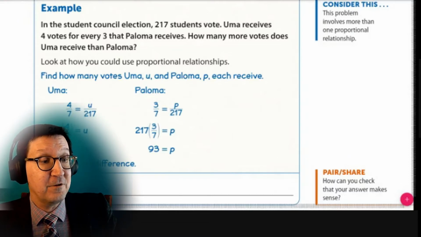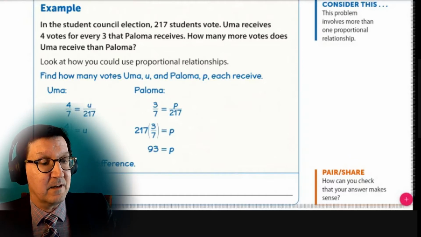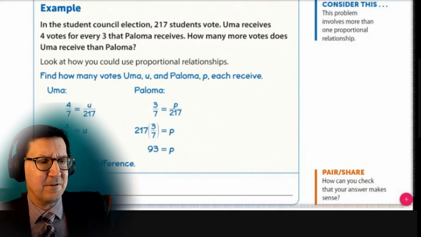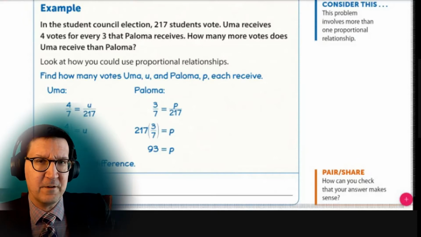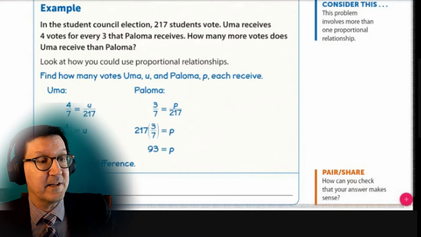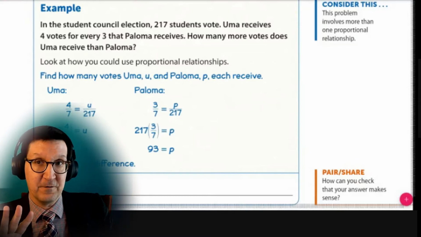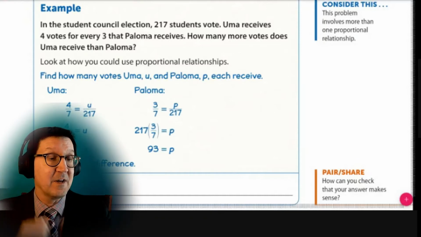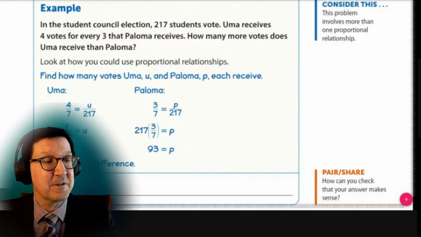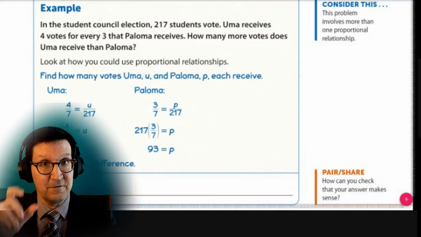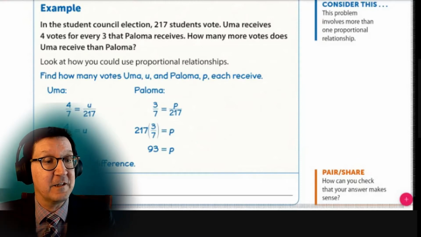So the first thing we have to do is find out how many of those 217 votes each of them gets. And to do that, you see we have to find 2 proportions and solve for the total number of students. Now you'll notice that we have 7s here, 4 over 7, 3 over 7. Why is this? Well, it's because, remember, Uma receives 4 votes, and then Paloma receives 3. So that means out of every 7 people that vote, 4 are voting for Uma, 3 are voting for Paloma. So out of those groups of 7, how many groups of 7 fit into those 217? That's what we're looking for.